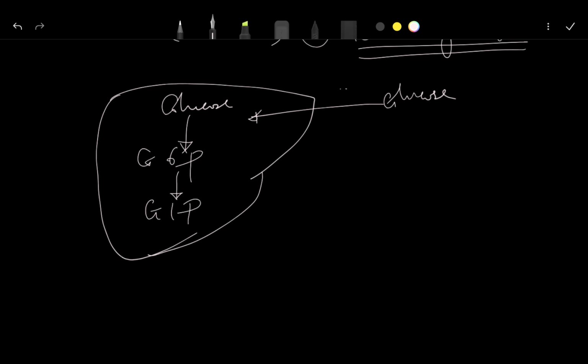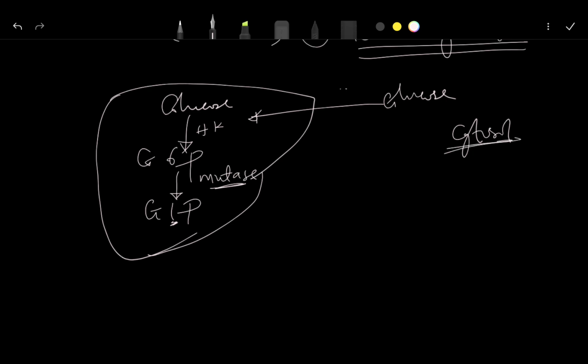Remember, this enzyme here is called hexokinase. This enzyme here will be a mutase enzyme. You can just call it glucose 6-phosphate mutase, because it moves the phosphate from position 6 to position 1. Now that we've gotten glucose 1-phosphate, we can synthesize glycogen. Please bear in mind that glycogen is synthesized in the cytosol.